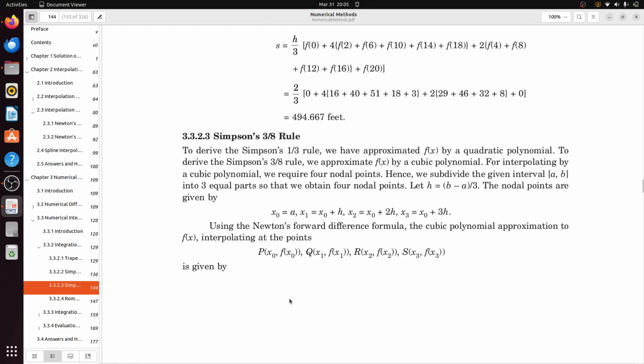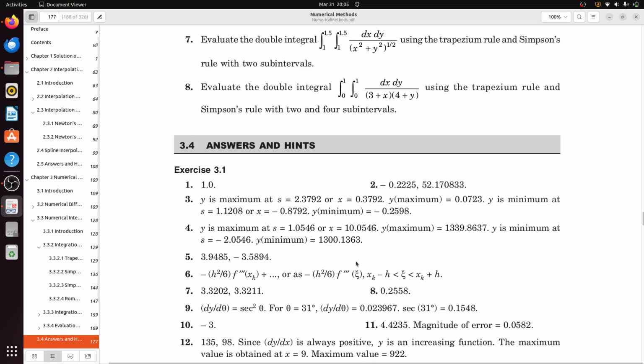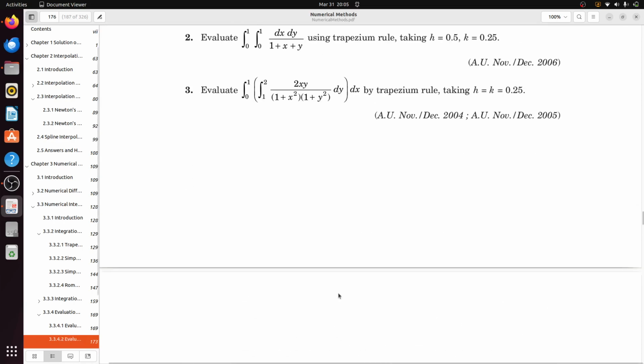So up to Simpson's one-third rule is up to your syllabus, right? Yes, sir.